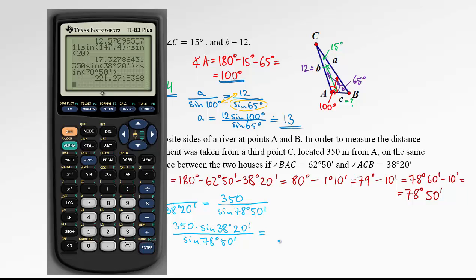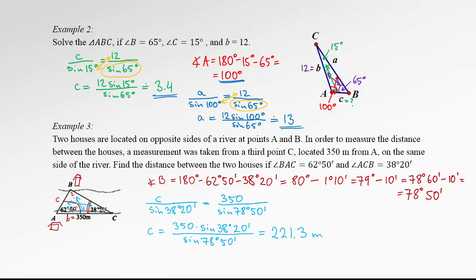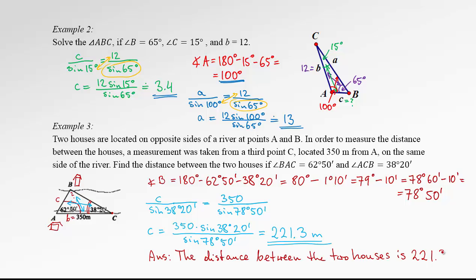Okay, our side C is approximately 221.3 meters. So we know the distance between the two houses. We can state the formal answer. The distance between the two houses is 221.3 meters.